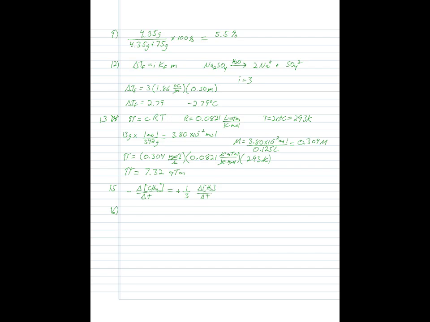All right, so 16 says, the reaction that occurs in a breathalyzer device used to determine the alcohol level in a person's bloodstream is given below. If the rate of appearance of chromium sulfate is 1.24 moles per minute at a particular moment, what is the rate of disappearance of the ethanol, C2H6O, at that moment?